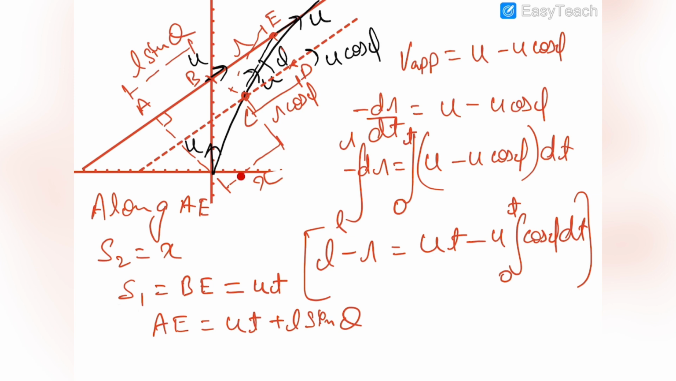And we have to find out this distance, AC. So we can say that the velocity of this particle along this line is u cos phi, and carefully you can observe that x is equal to AE minus r cos phi. This is AE and this is r cos phi. So AE minus r cos phi is x.